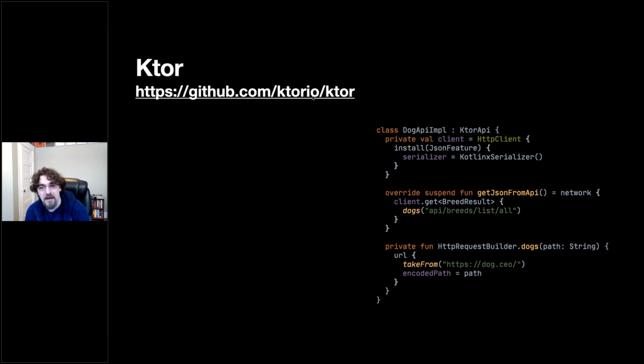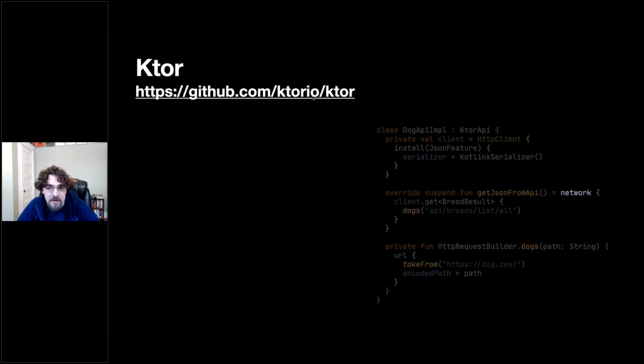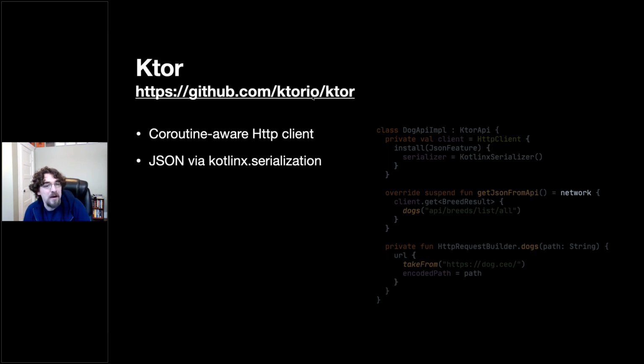So Ktor is the cross-platform HTTP client that JetBrains provides. It's a coroutine-aware HTTP client. Sorry, that animation went in the wrong order. It does its JSON conversion via the Kotlin serialization library, which I won't go into more detail on because we don't actually do anything specific with it other than using it as a backbone there.